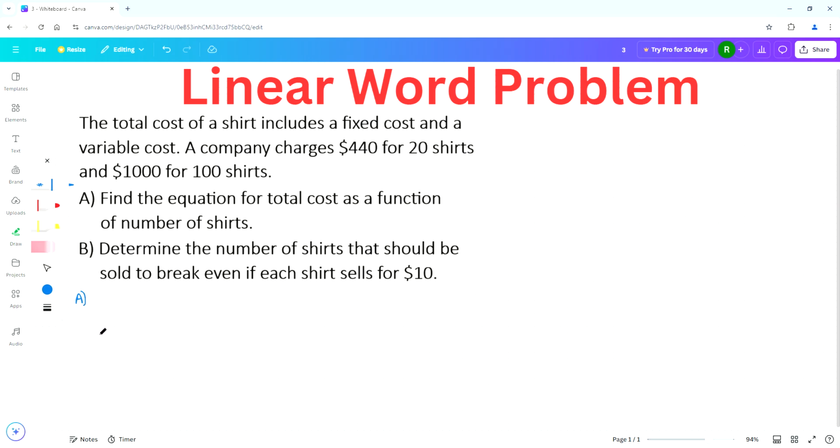As per the problem, the total cost includes a fixed cost and a variable cost. That tells us that we can use a linear model to write the equation for the total cost. Let's start by defining the variables. Let's assume x represents number of shirts. Let C represent the total cost.